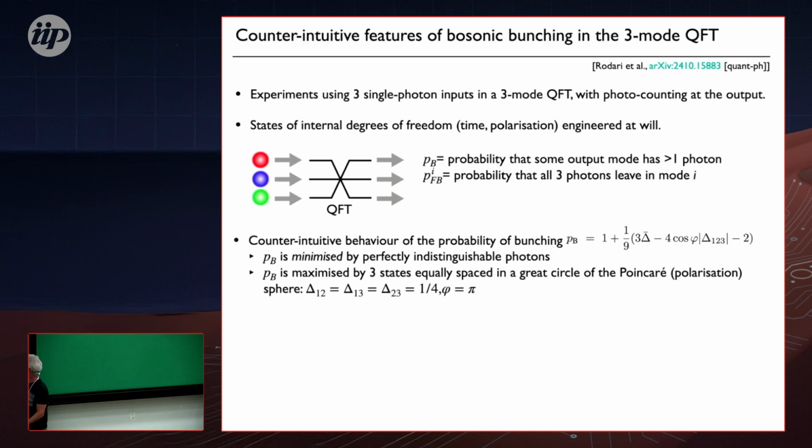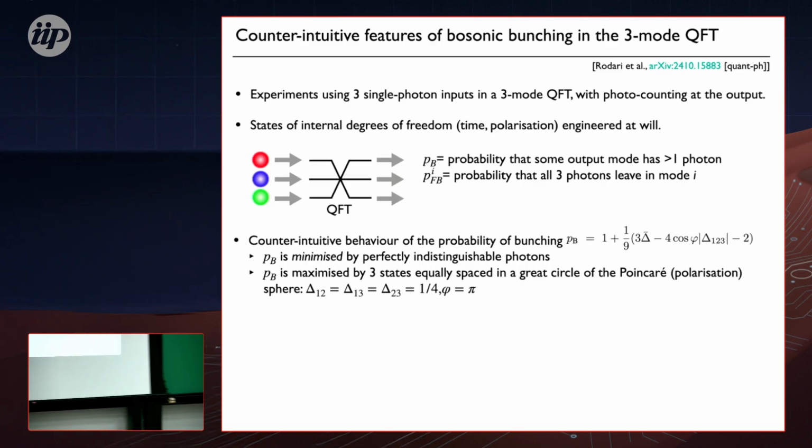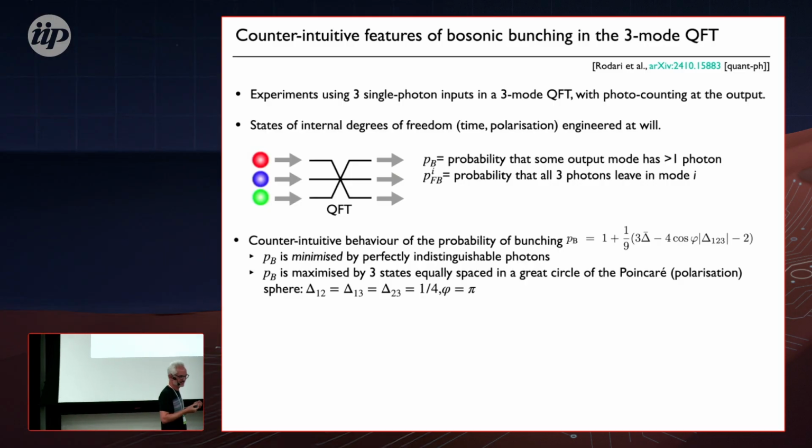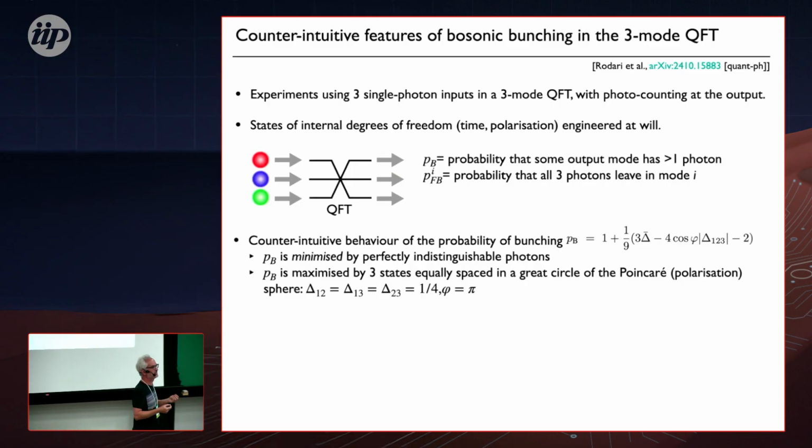One thing that's counterintuitive for the probability of bunching, for the QFT, you have this expression. And the first thing is that the probability of bunching is minimized by indistinguishable photons. So if you had the intuition that indistinguishable photons bunch a lot, actually this is the opposite. The scenario where the photons are going to bunch the least is the case of indistinguishable photons.